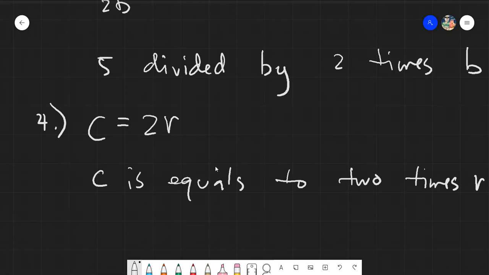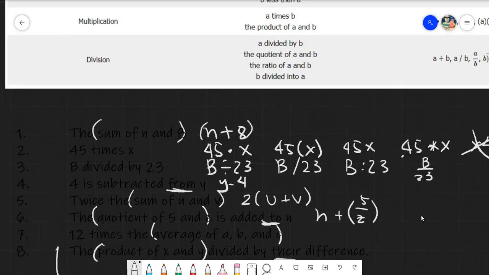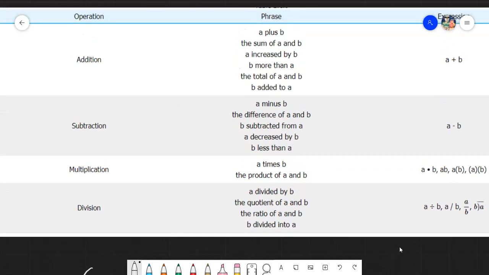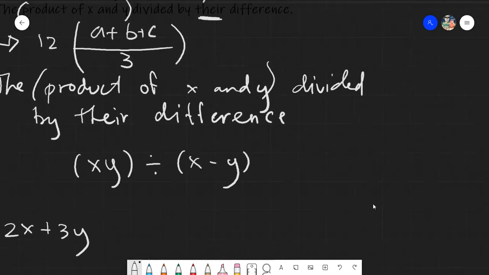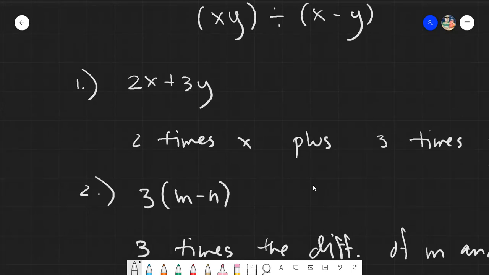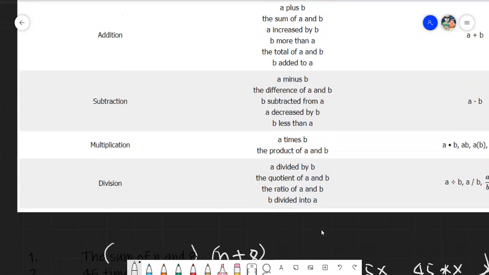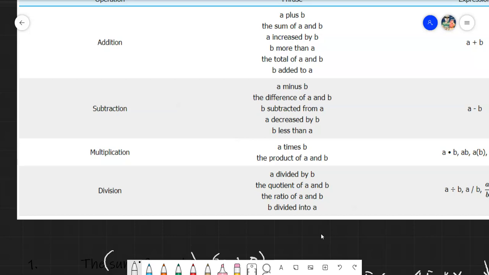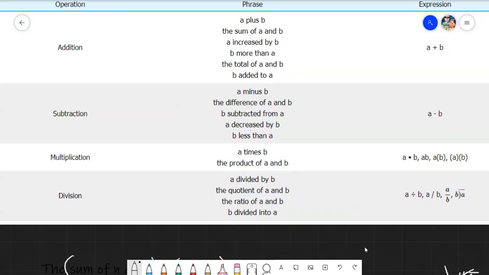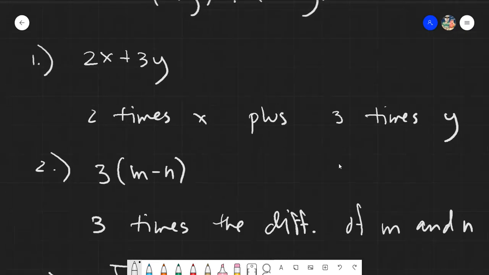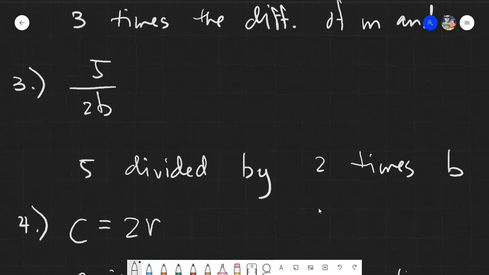So again, class, since we have no choice but to follow the keywords, the table of keywords for translation, then at least on this case, let me just show you again. On translation of mathematical to word, it would be easy for us. But in word to mathematical, we need to follow this one. If there is, say, A times B or the product of A and B, then just follow the rulings when it comes to the phrases. But as for mathematical to word, do not ever use that table, because it will make your life harder. Translation should be easy.